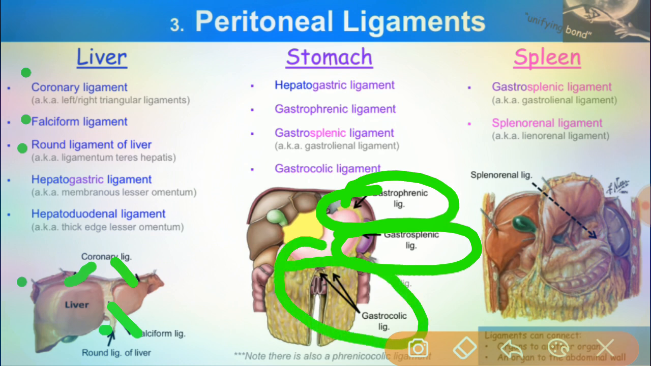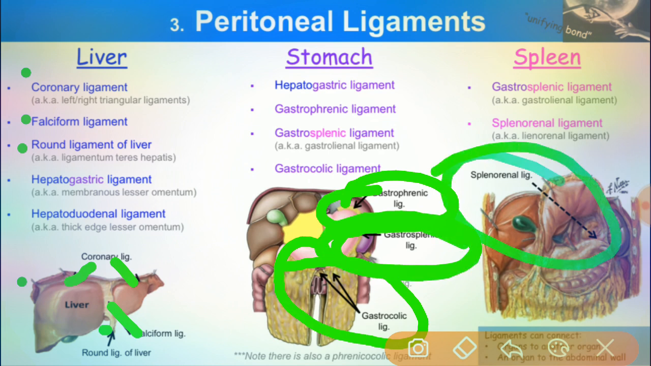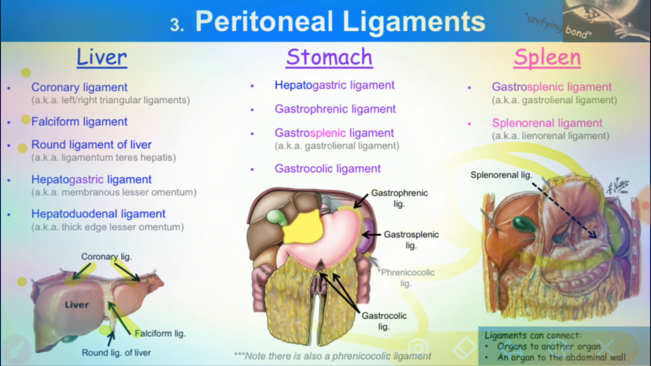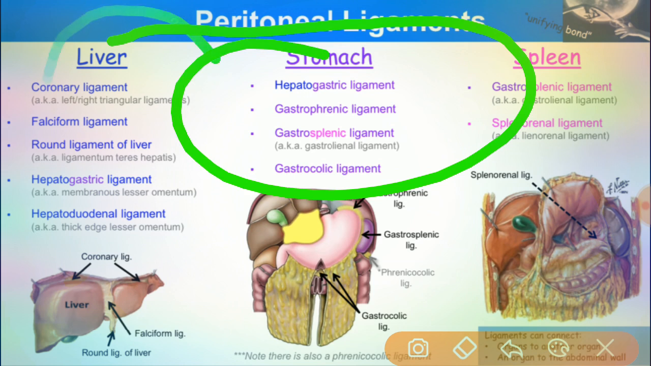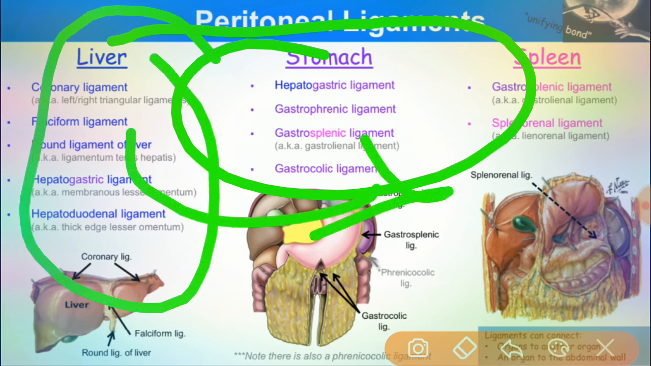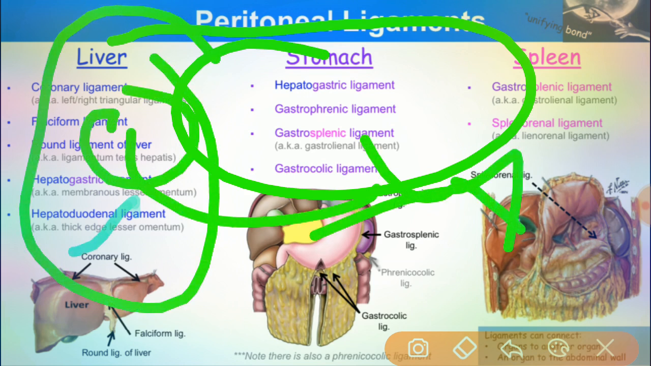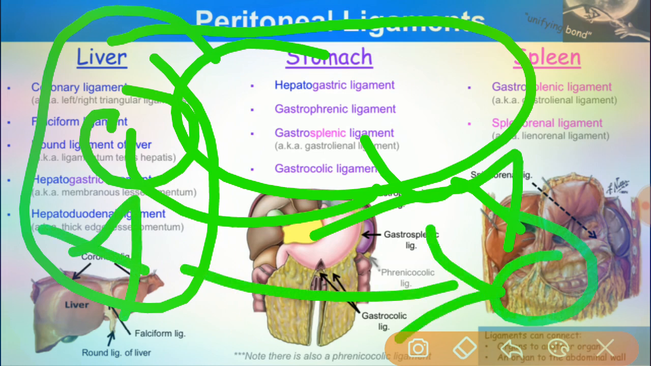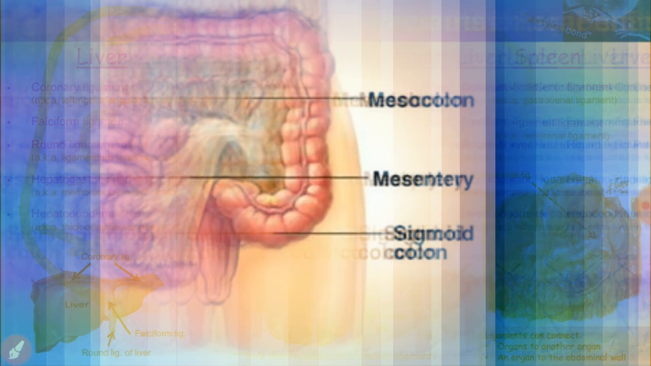Then coming to the spleen, there are 2 types of ligaments. First one is the gastrosplenic ligament, which we have seen in this picture. Then the splenorenal ligament. So these ligaments can connect one organ to another organ, and organ to the abdominal wall. Abdominal wall to the organs, we are able to connect with these types of peritoneal ligaments.